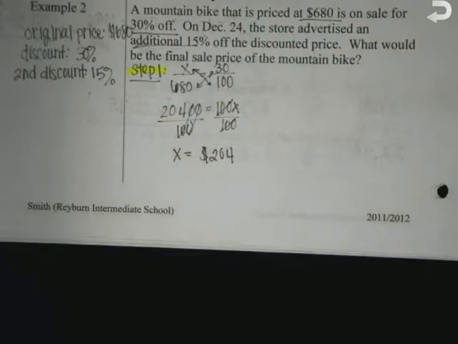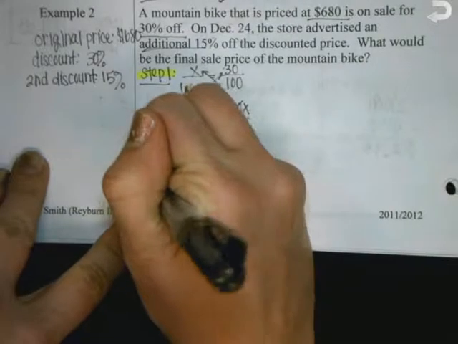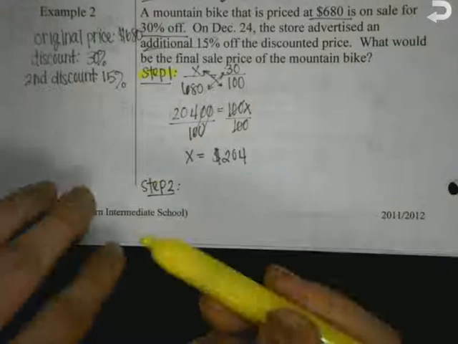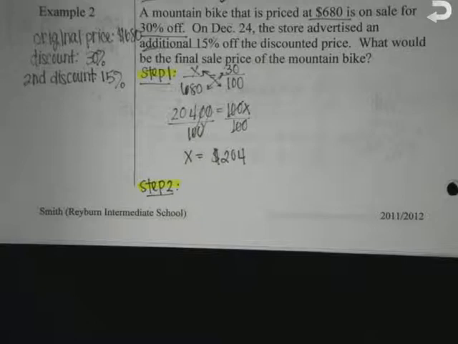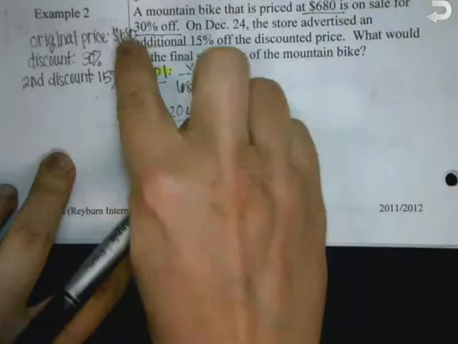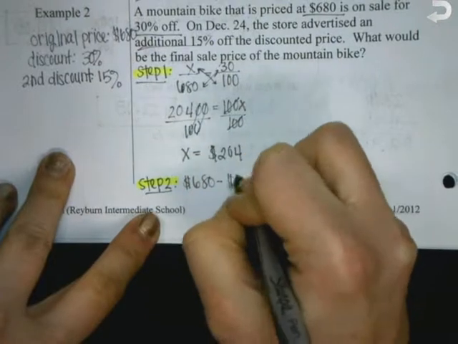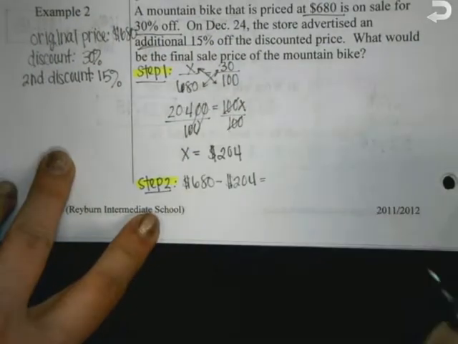So then what is step 2? Step 2 is subtract them. So we take the original price, $680, minus $204. I have to borrow, so that gives me $476. Okay, that's what I got too, $476.